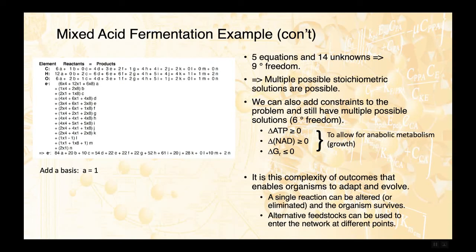That is the key to adaptation. It means I can lose any one of those reactions and the organism will still survive. Matter of fact, I could lose up to 6 of those products and the organism will survive. Now that's interesting. That gives me degrees of freedom within which I can evolve. Sometimes I may have a suboptimal solution.